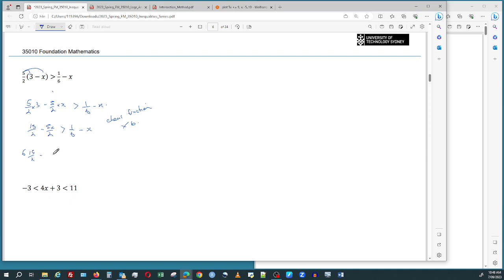And if you're wise, you'll just spend the time, first few lines, putting everything through so that you can demonstrate that you understand this process. 3, so 3 15s are 45. 3 5s are 15. 1 minus 6x.